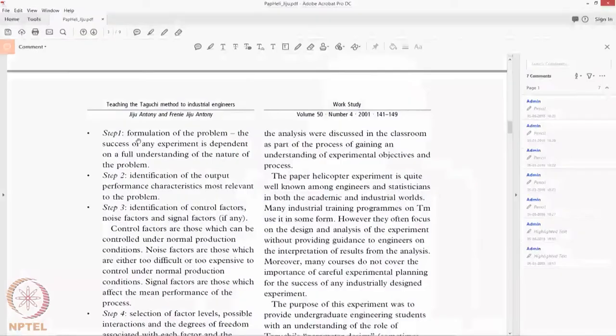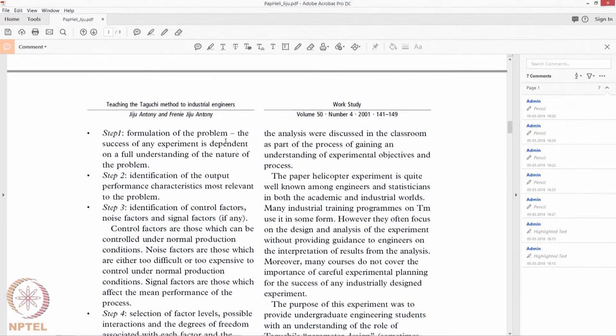So they gave this paper more from a design perspective. If you were to use design of experiments for a new product development, what are the different steps that you will follow? They discuss each step one by one. So the step one is formulation of the problem statement.